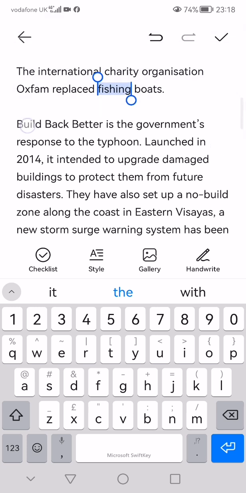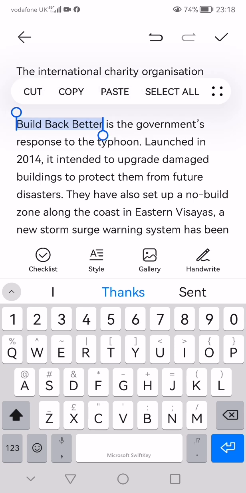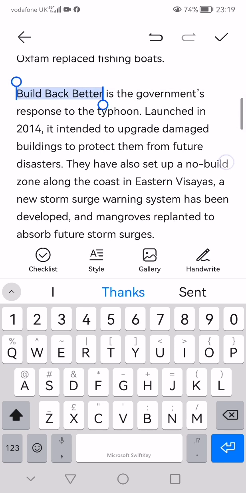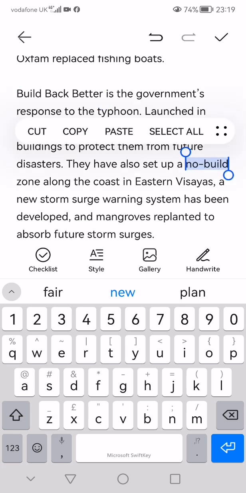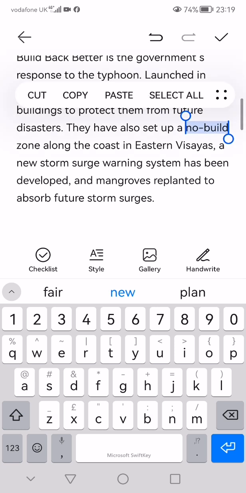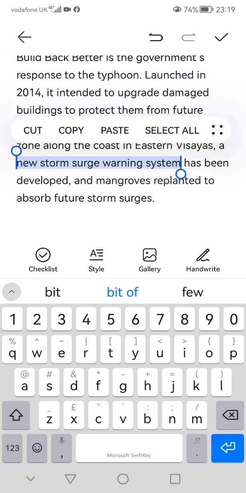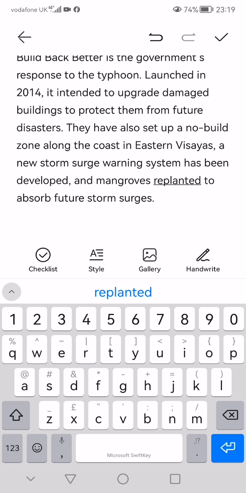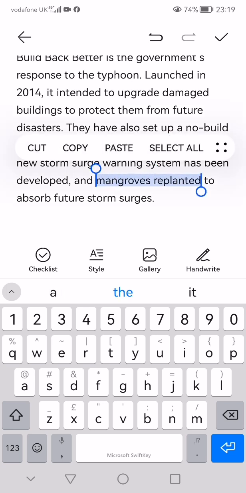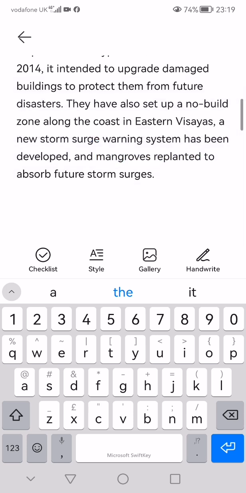And Build Back Better. This was a slogan from the government. It was the government's response to the typhoon. It launched in 2014, a few months afterwards, and it intended to upgrade the damaged buildings to protect them from future disasters. They have also set up a no-build zone. This basically means that you can't build houses in certain areas where they may be more vulnerable to things like storm surges. Speaking of storm surges, they've also built a new storm surge warning system and also replanted mangroves. This basically means plants that can absorb some of that water, and that will limit the dangers of storm surges.